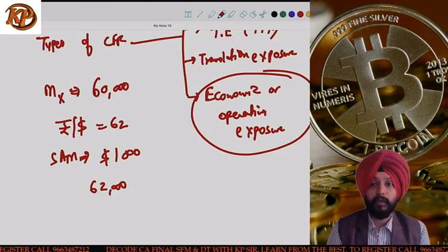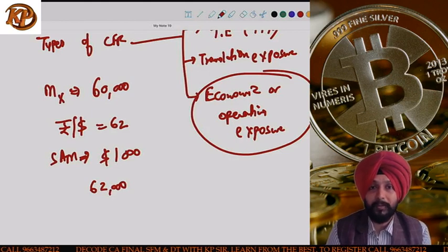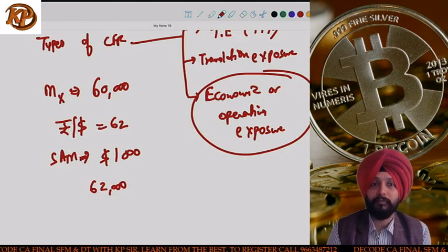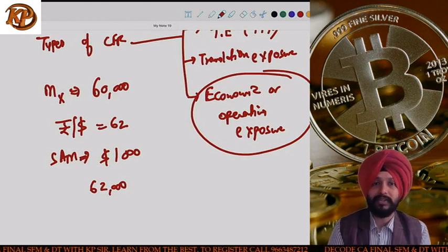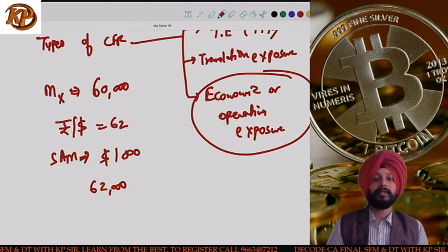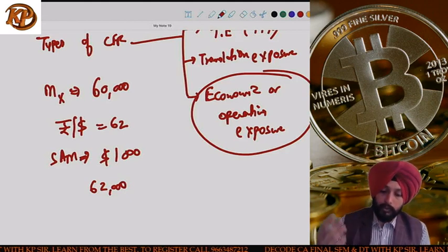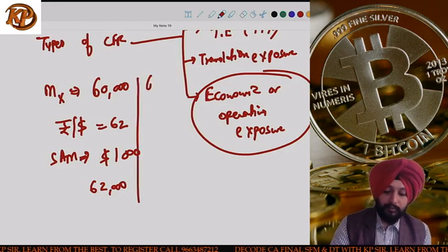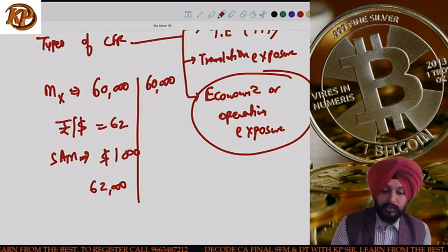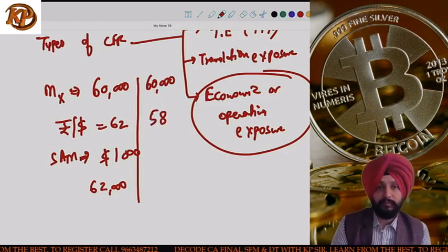Suppose you want to buy this machinery, would you buy it from Mr. KP or Mr. Sam? The answer is very simple. You will buy it from Mr. KP because Mr. KP is charging rupees 60,000 and Mr. Sam is charging $1,000. Now listen carefully. Second phase, which is after 6 months, rupee per dollar has become 58. Mr.